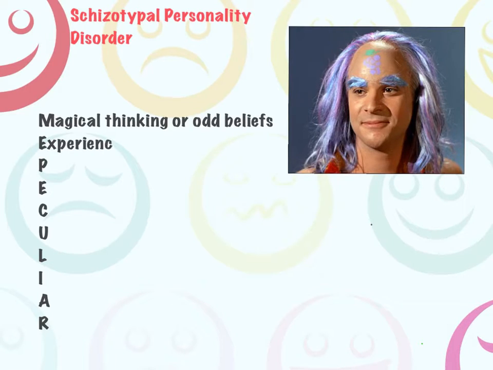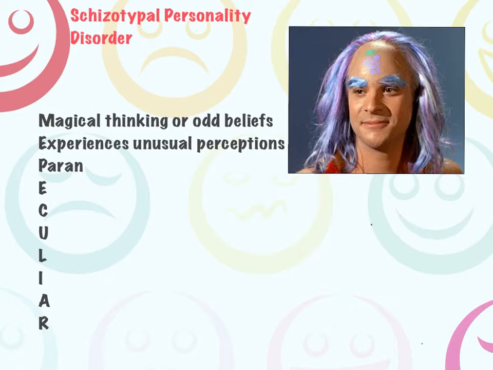Experiences, unusual perceptions. Again, it's a matter of degree. It's not quite the hallucinatory experience that a schizophrenic might report, but they might say that they can read auras, or they somehow have an out-of-body experience. They're sort of a little kooky or wacky.